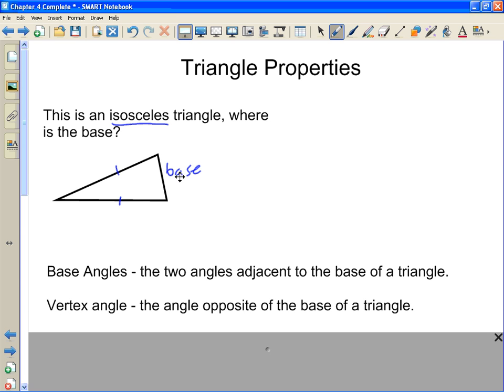So we've got our base side, which also means we have some base angles. So the angles that touch the base, namely this angle here and this one here, those are our base angles. This other angle here is going to be the vertex angle, the one that's not touching the base.